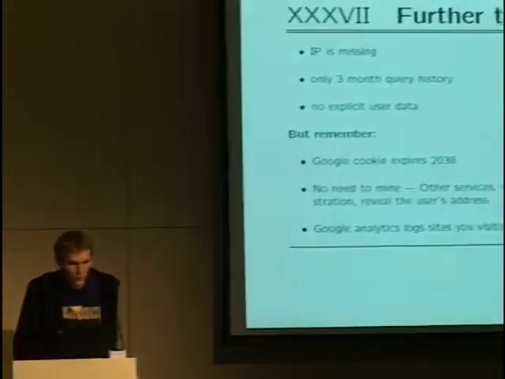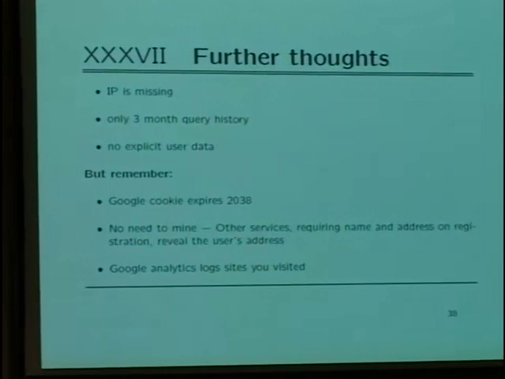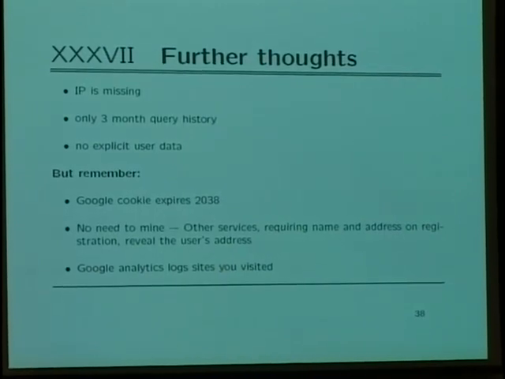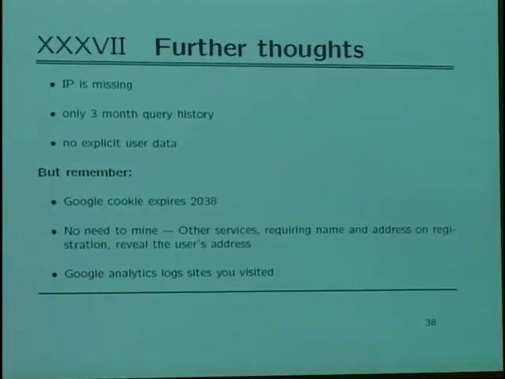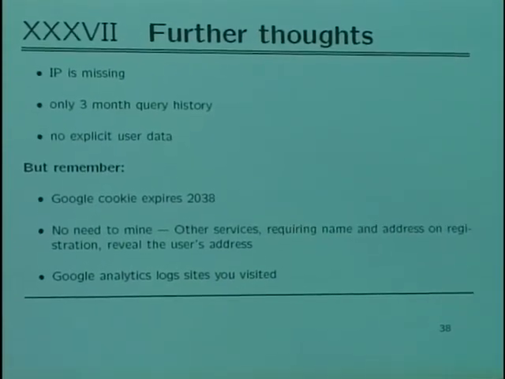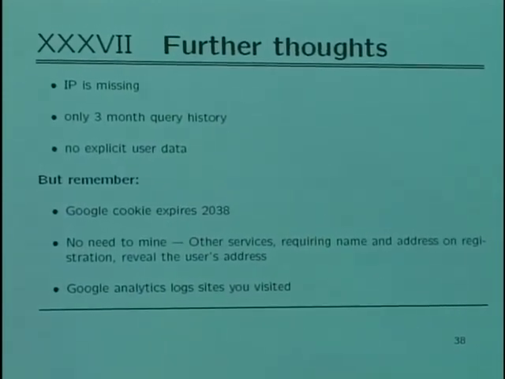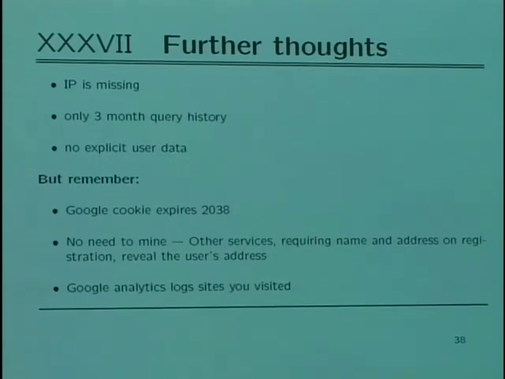Let's go into some further thoughts, because the data is quite incomplete. The IP address is missing, the query history is only over a period of 3 months. There is no explicit user data in the data set. But imagine what is possible for those with the real data, because they have really long-term profiles. The Google cookie expires in 2038, and they do not even need to mine for your name or address. Sometimes they may have it already, because if you are registered for another service of the same company requiring name and address, they simply have to join the data, and so they can correlate your search queries with your name and address.